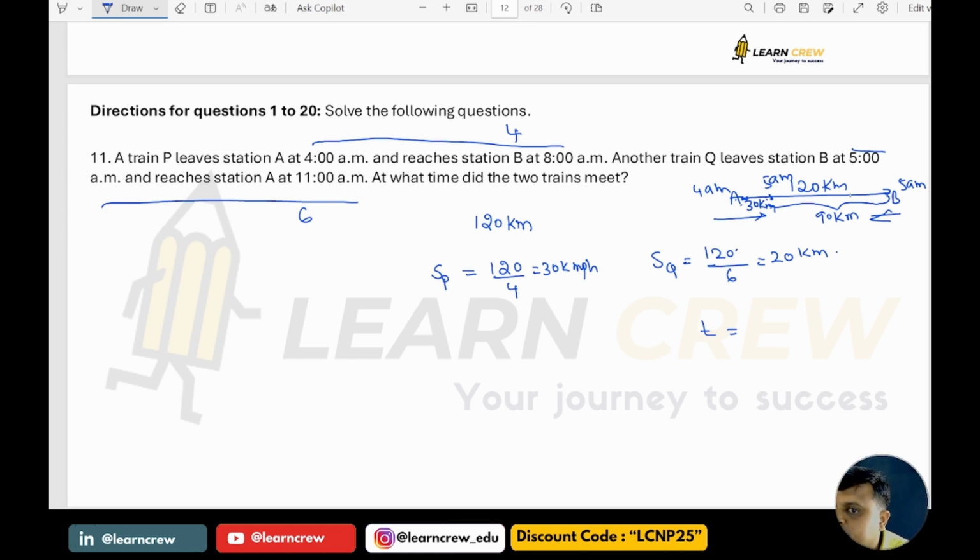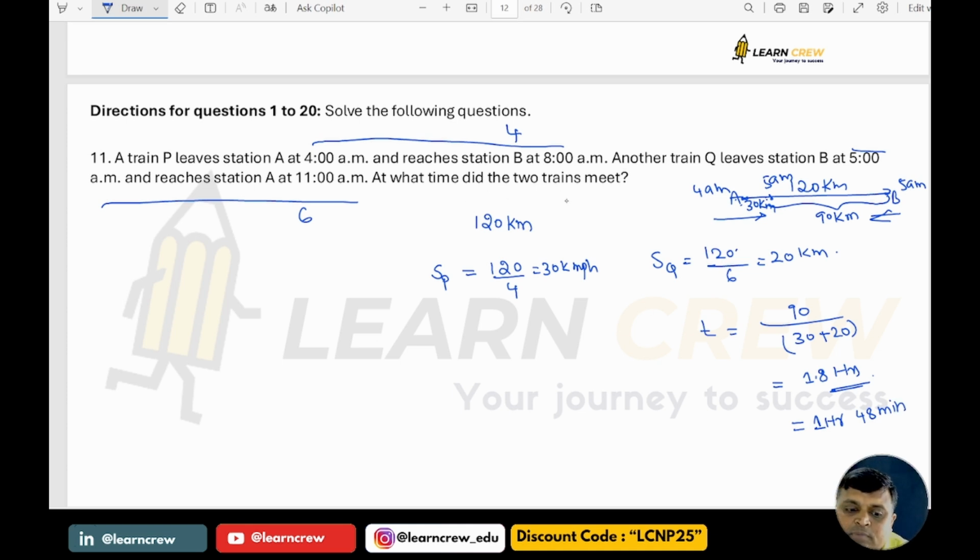So, how much time will it take for both the trains to cover this 90 kilometers? To pass each other means 90 divided by relative speed, 30 plus 20, 50. So 90 by 50 is how much? 90 by 50 is 1.8 hours. So 1 hour, 0.8 hours means 0.8 into 60, 48 minutes. So 1 hour 48 minutes.